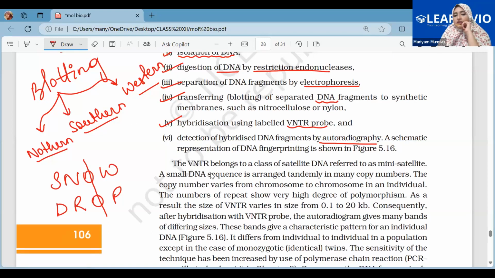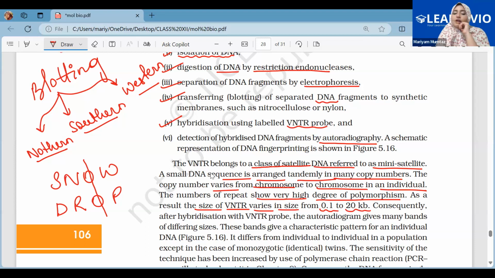Now, the VNTR belongs to a class of satellite DNA referred to as minisatellite. A small DNA sequence is arranged tandemly in many copy numbers. The copy number varies from chromosome to chromosome in an individual. Copy number means how fast the DNA can replicate or multiply. Now the number of repeats shows a very high degree of polymorphism. As a result, the size of VNTR varies from 0.1 to 20 kb.